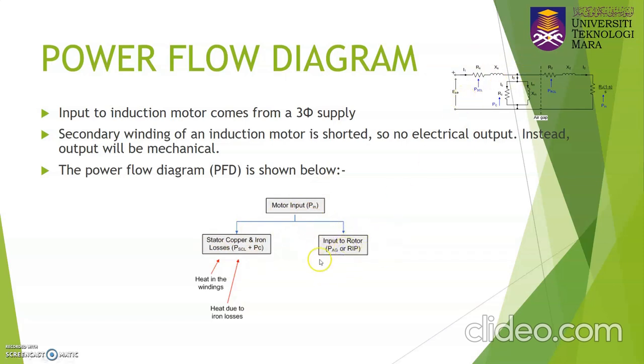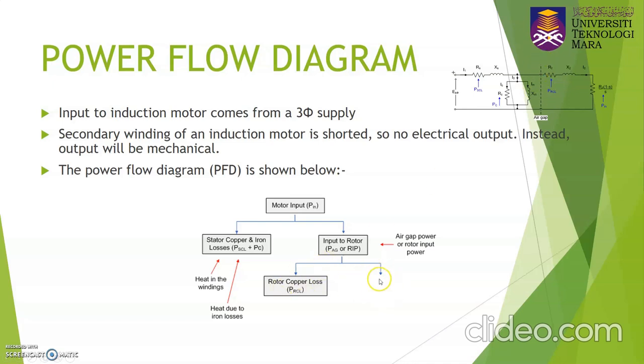rotor. It is the input to the rotor, or P air gap, the rotor input power, RIP. We call it the air gap power. For the input to the rotor, there will also be losses in the rotor. Since the rotor also has a resistance, you have a rotor circuit resistance here, so there will be rotor copper losses here.